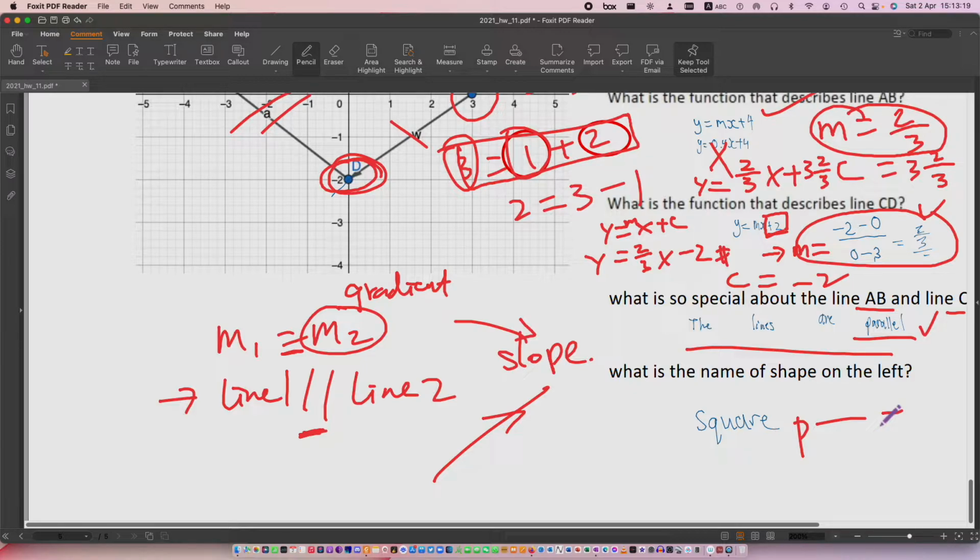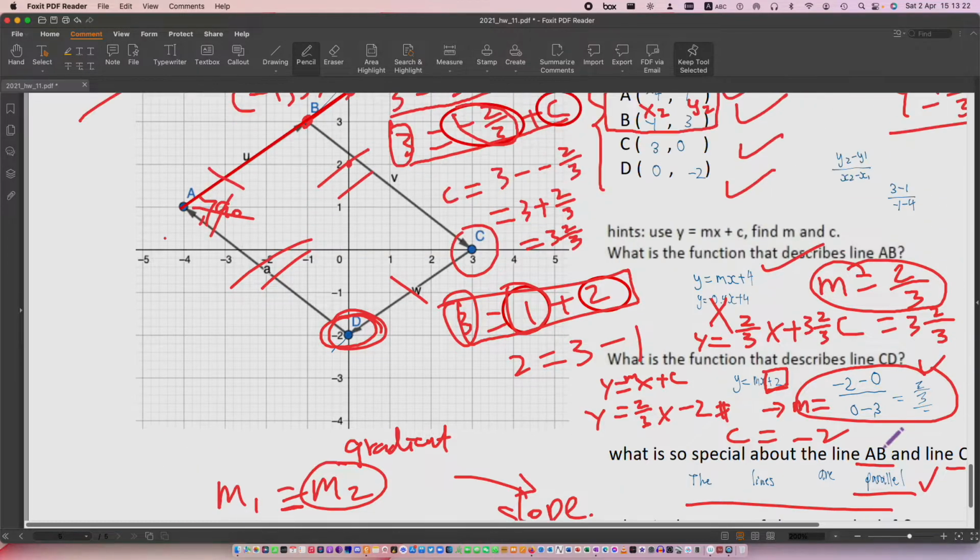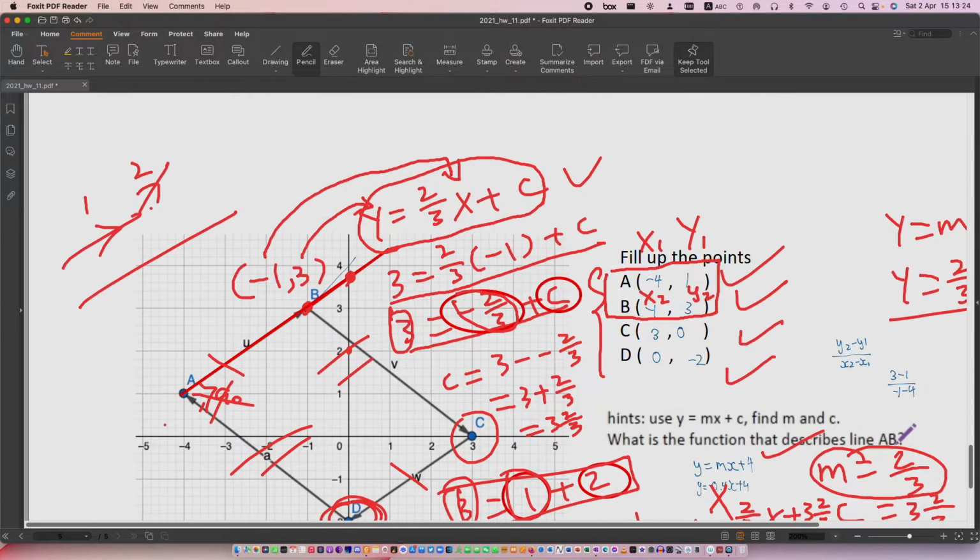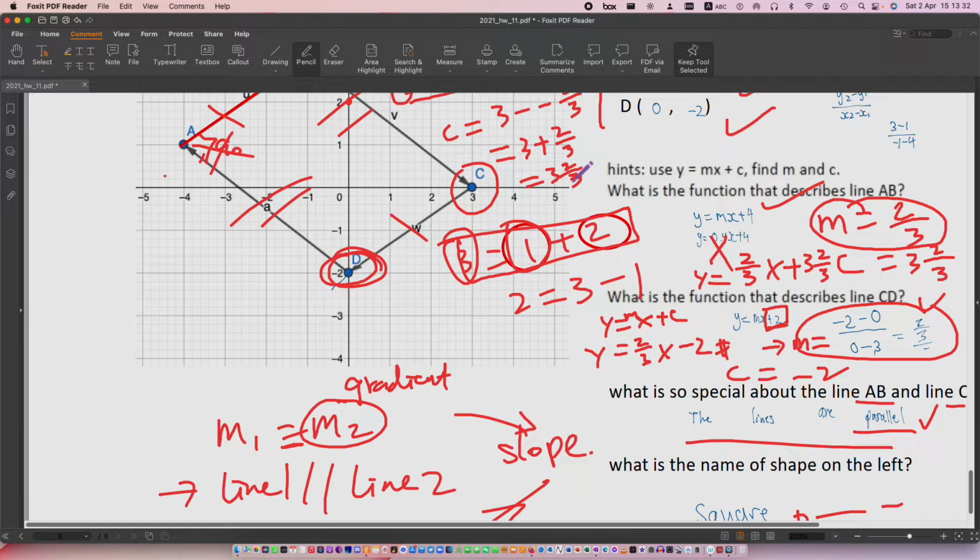Okay, good. You know how to find the c if they don't touch the point, right? So you use this technique. Okay, next.